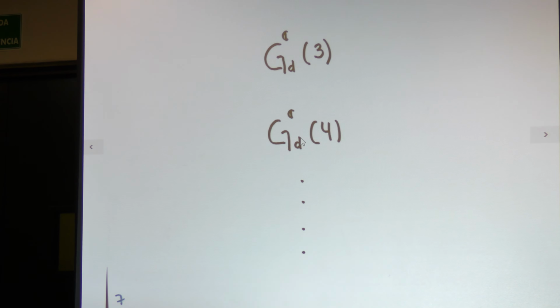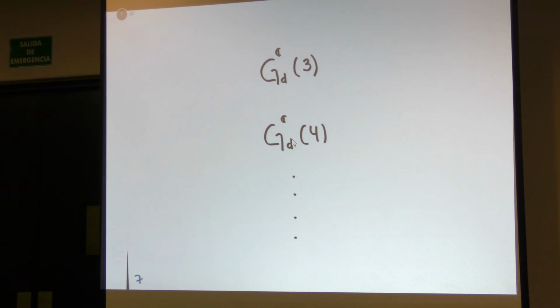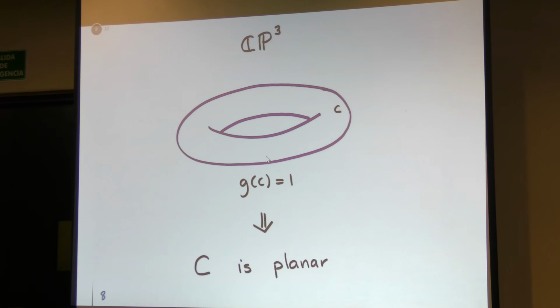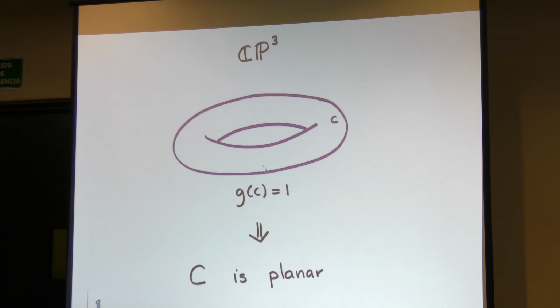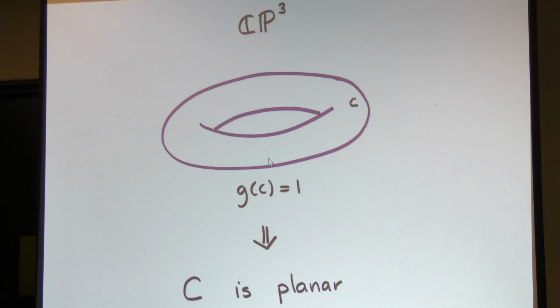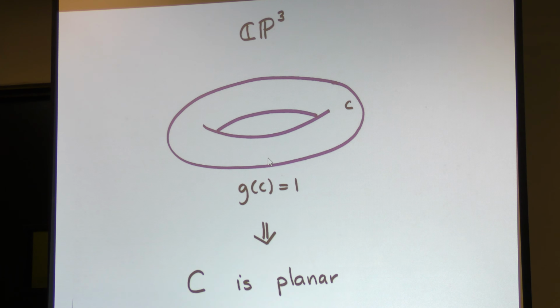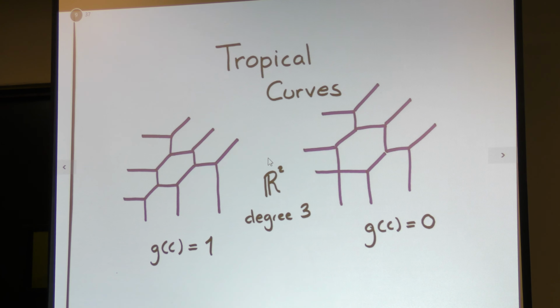And in general, we can ask the same question in higher dimension. This is work from the end of the 19th century. For example, I'm going to make an example in CP3. If I take a cubic of genus 1, we know that it's always planar. For example, if I take a cubic of genus 1 in CP3, it's contained in a plane. I'm going to make this example in tropical. Now let's see the tropical picture.